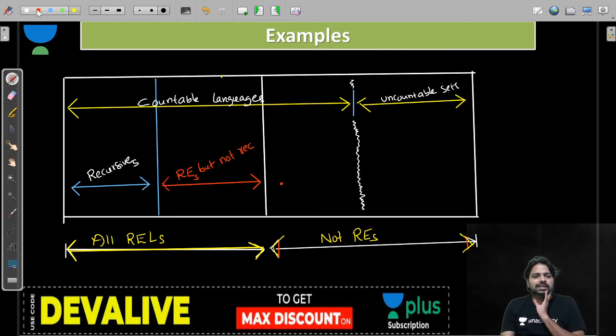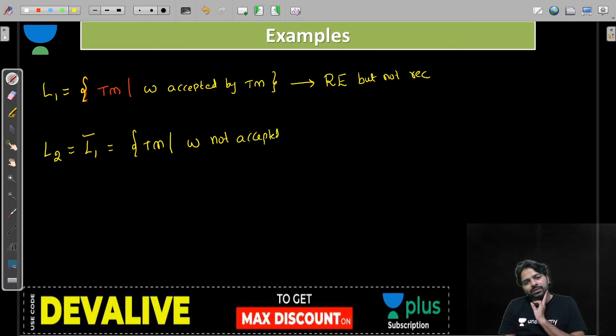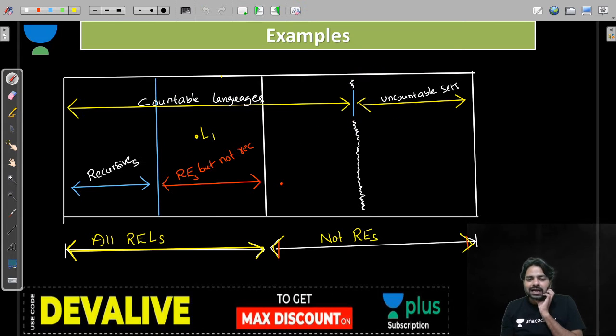It stays here. I'm numbering it, guys. Let's say L1. But do you know where L2 is, which is L1 complement? That is the TM such that W is not accepted by TM. It is straight away not RE. But where does it stand, is it countable or uncountable? Guys, it is countable. It will not go uncountable.